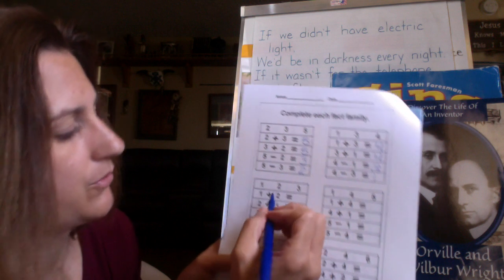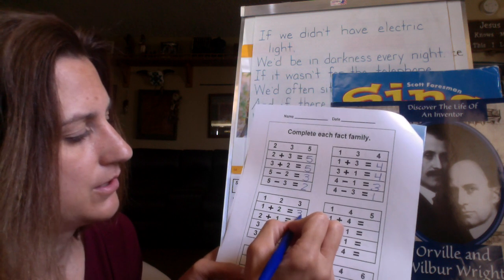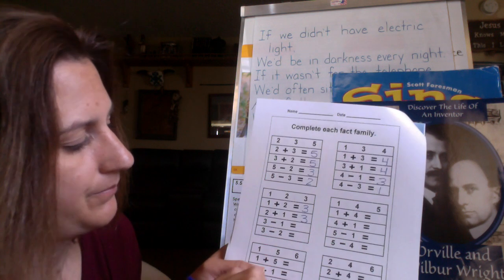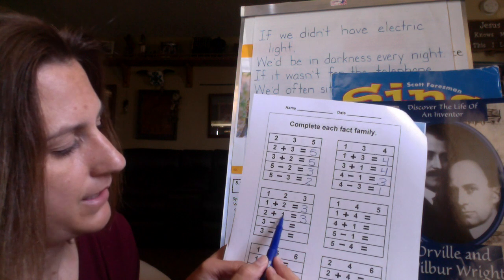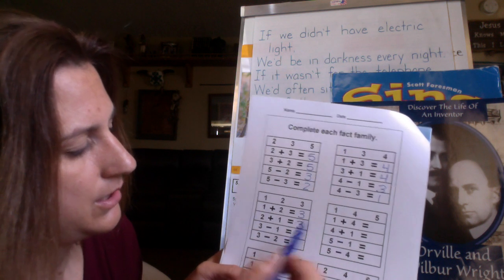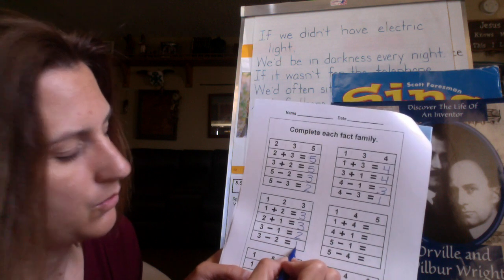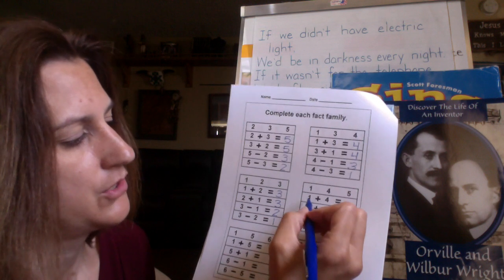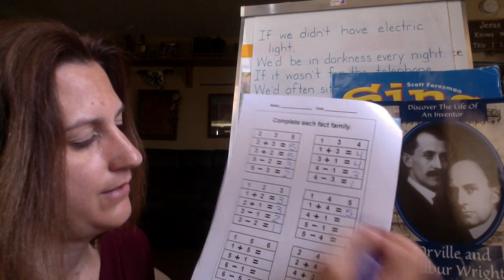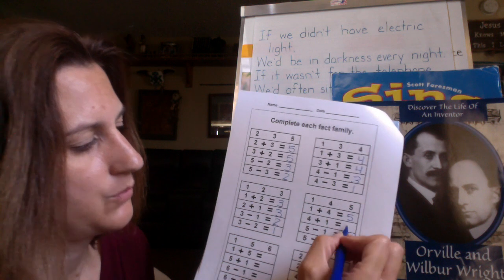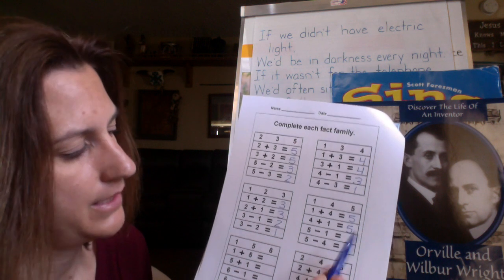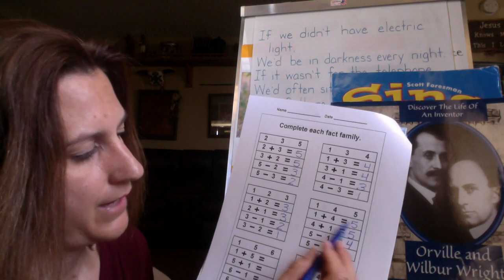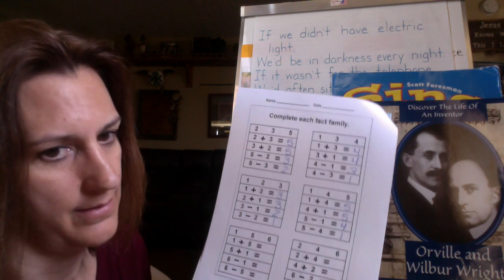Okay, we have 1, 2, and 3. So 1 plus 2 equals 3. The turnaround fact is 2 plus 1 equals 3. Then I'm going to read it backwards. 3 minus 1 equals 2. 3 minus 2 equals 1. Okay, now I have 1, 4, and 5. So 1 plus 4 equals 5. The turnaround fact, 4 plus 1 equals 5. Then I'm going to read it backwards. 5 minus 1 equals 4. 5 minus 4 equals 1.